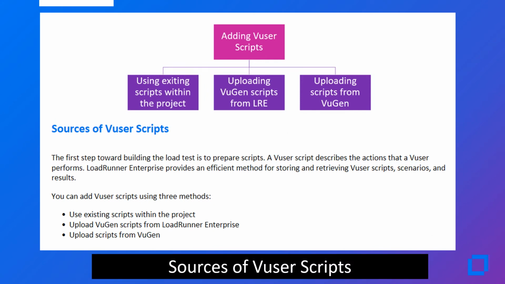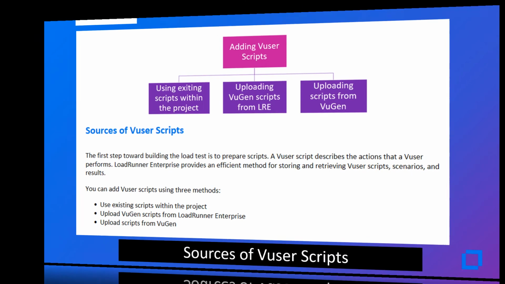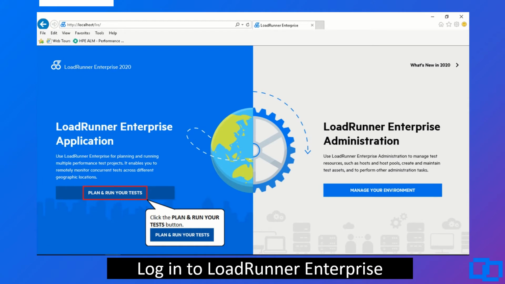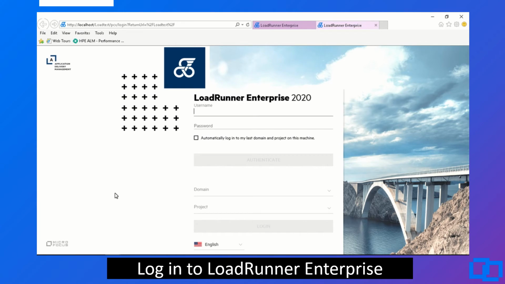The first step towards building the load test is to prepare scripts. A vUser script describes the actions that a vUser performs. You can upload vUser scripts directly to LoadRunner Enterprise and use them. You can also upload the scripts directly from VUGen for use. You will learn about them in the course. The course also contains videos such as the one displayed, which shows how to log in to LoadRunner Enterprise.